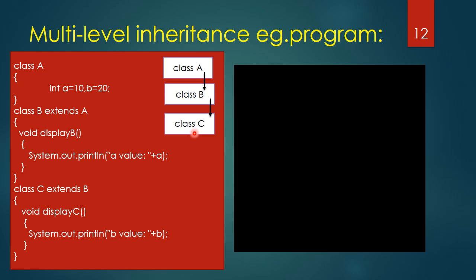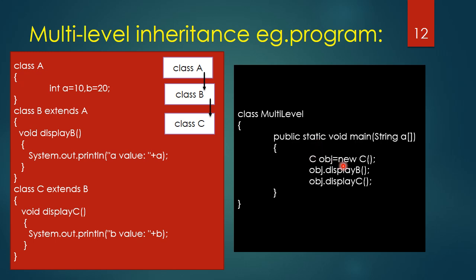In this example, the most derived class is C, the last derived class. So we create an object of the most derived class C. Here, C obj = new C, the C class object is created, and using that object name you can call obj.display B and obj.display C, because these variables and these methods, everything is available in the most derived class C. So this is an example program for multi-level inheritance.